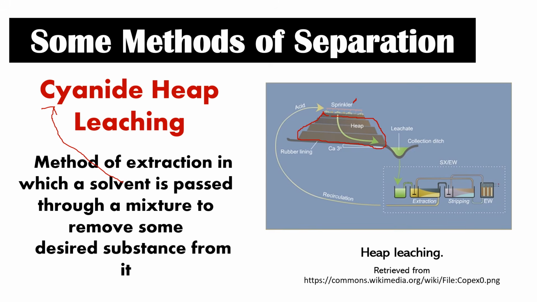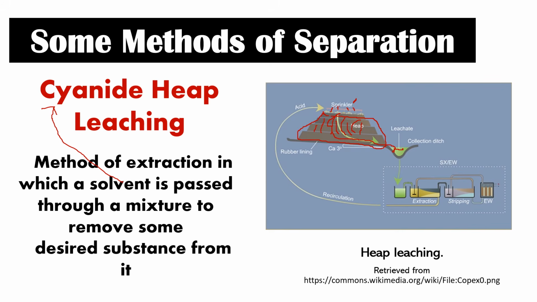Tapos, sprinkler, itong mga sprinkler na to ay maglalabas ng cyanide. So, ang tendency, bababa yung cyanide, dadaloy yung cyanide sa heap. Habang dumadaloy siya, kukunin niya na rin yung gusto mong mineral. Madalas ginagamit kasi yung cyanide heap leaching sa gold. So technically, as the sprinkler drops the cyanide, dadaloy na kasama ng cyanide yung gold dito.